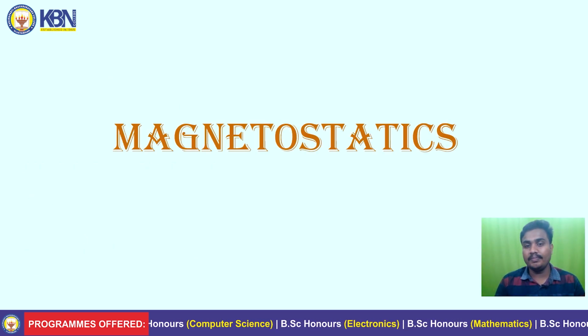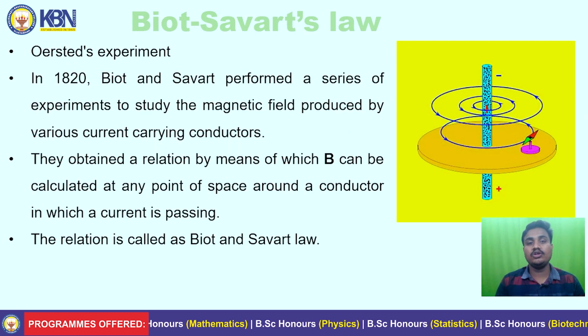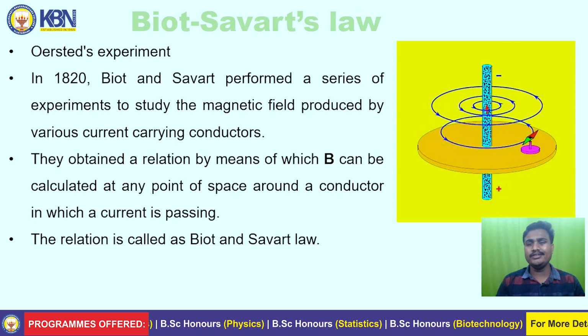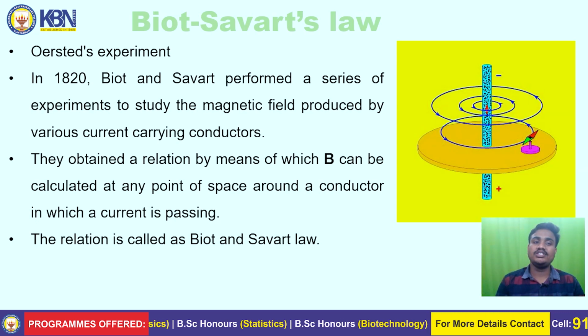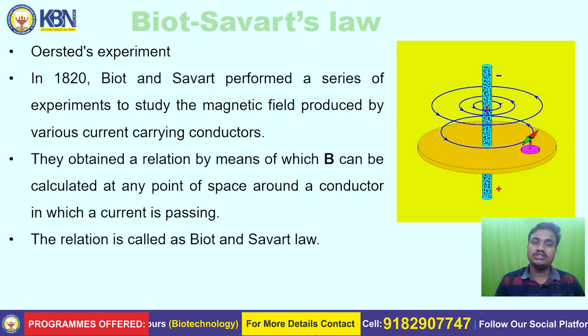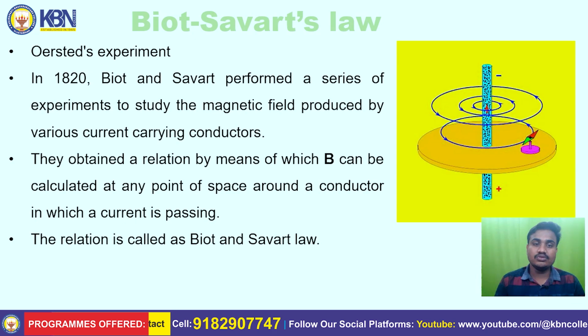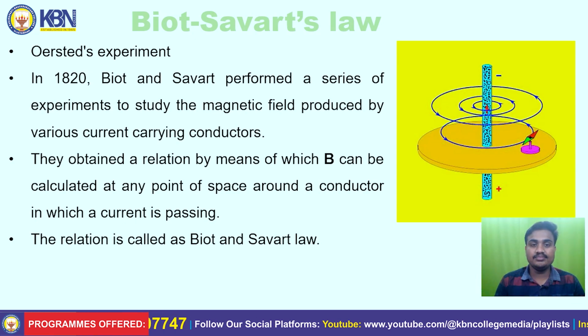Okay, the first topic is related to magnetostatics. In magnetostatics, the first one is Biot-Savart's law. According to Oersted's experiment, Oersted proved that any current carrying coil will produce a magnetic field around it. If the current is passing through a conductor, it will produce a magnetic field around it.